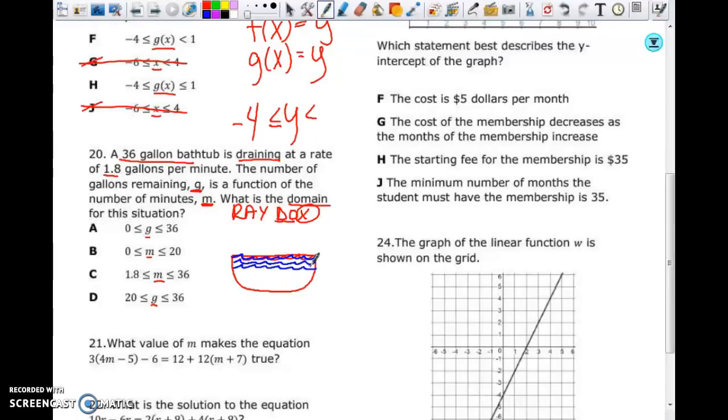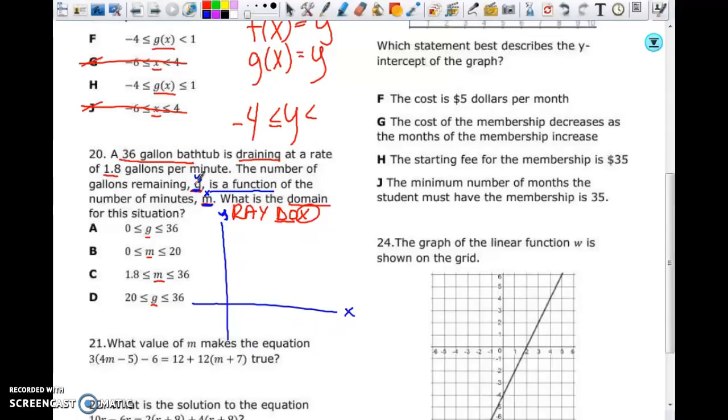So they tell you the number of gallons remaining, G, is a function of the number of minutes, M. So you need to know this, guys. When something is a function, I'll go ahead and erase the little bathtub. We have our x and our y. I don't know if you remember, but y is a function of x. You put in an x, you get out a y. You put in an x, you get out a y. So y is always a function of x. You just kind of need to know that.